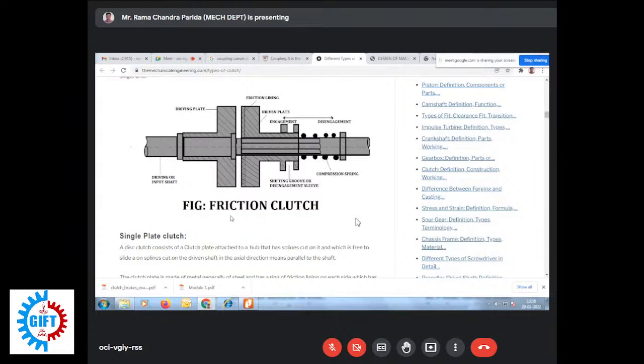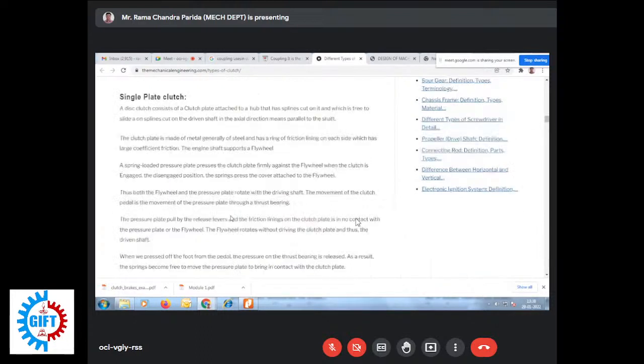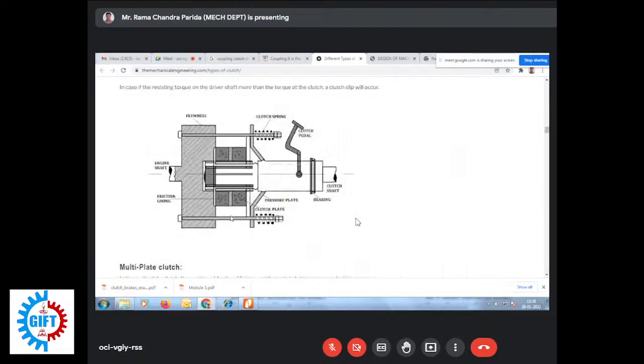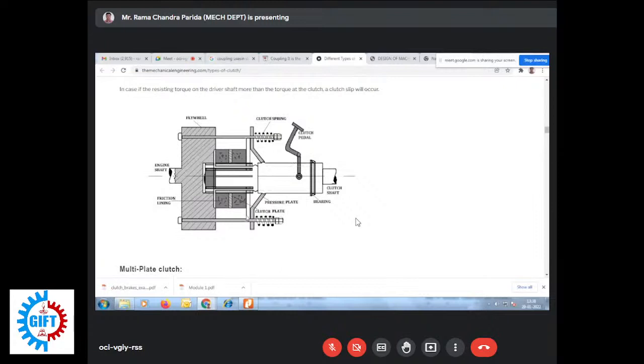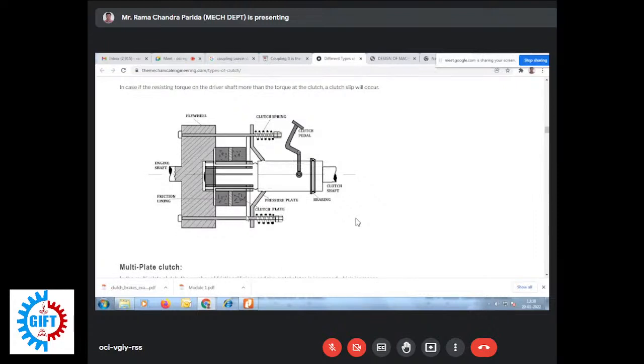Next diagram is here. You can see the single plate clutch. You can see there is a pressure plate. This is the best diagram, I think, that you can remember. You can draw it, and this is the engine shaft. It is clearly visible from here. Another is the flywheel, as mentioned earlier, where the flywheel should be placed. Then you can see an arrangement is provided.